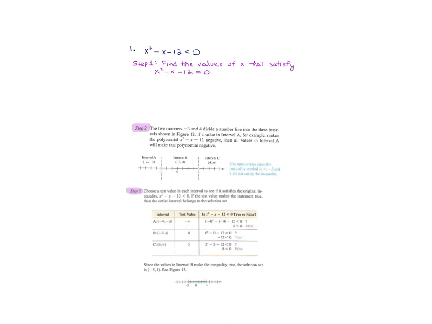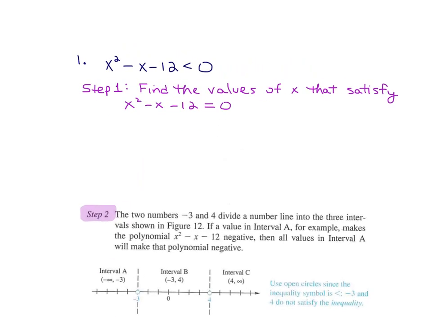So here's my first example. Notice I've written step 1. It says find the values of x that satisfy the equation. Notice I've turned the inequality symbol into an equal sign, and now I have to solve this for x. If it can be factored, factoring is going to be the fastest way.